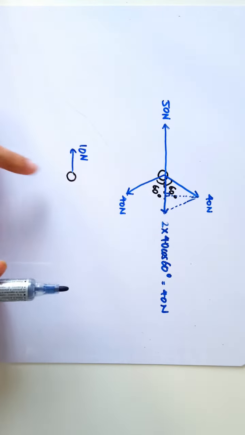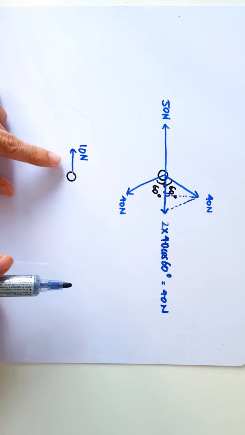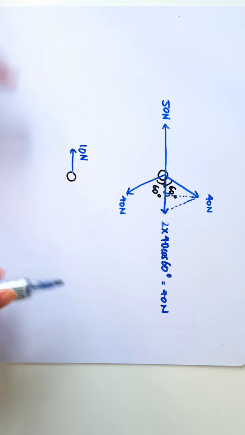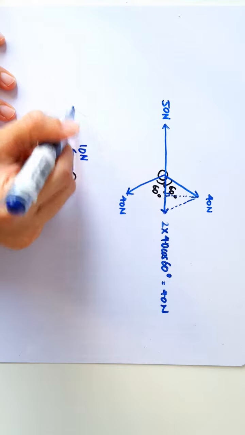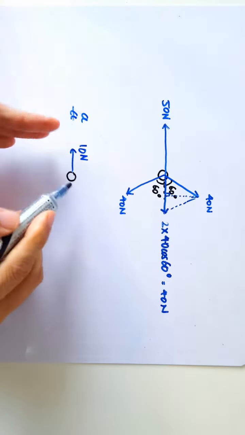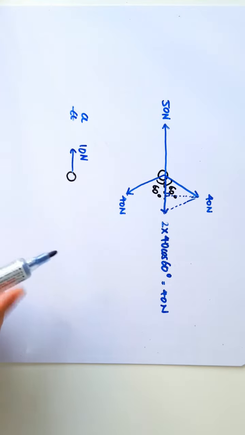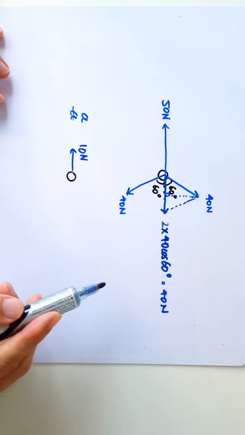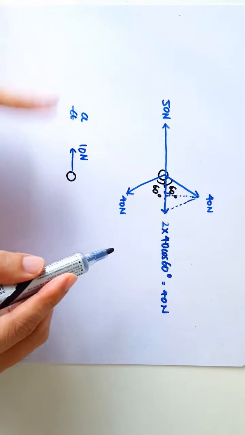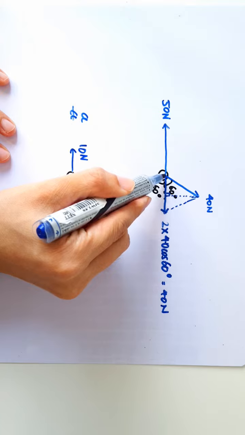So what happens to the motion if you experience a net force of 10 newtons to the left? You are going to accelerate to the left. So you are going to speed up towards the left. And now, as the question said, sometime later, we are going to add another 10 Newton force.